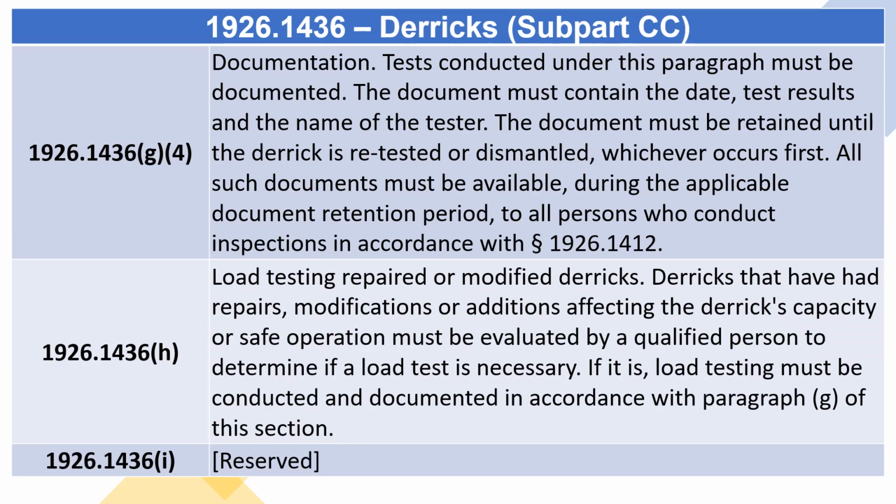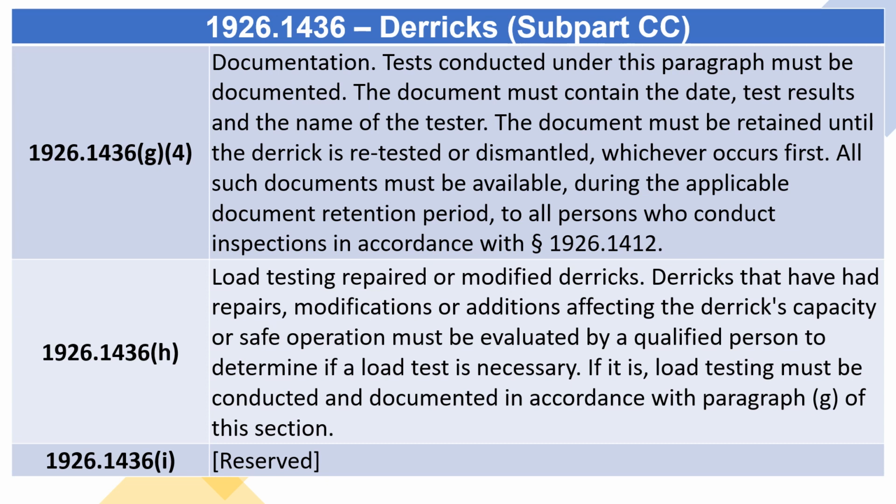1926.1436(g)(4) Documentation. Tests conducted under this paragraph must be documented. The document must contain the date, test results, and the name of the tester. The document must be retained until the derrick is retested or dismantled, whichever occurs first. All such documents must be available, during the applicable document retention period, to all persons who conduct inspections in accordance with Section 1926.1412.